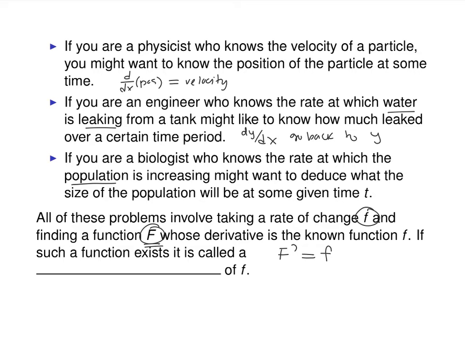So it's a puzzle. It's like I took a derivative of something and got this. What was my something? And this thing is called an antiderivative. It's a bit like factoring, right? You multiply two things together and you get this stuff. What were those two things you multiplied together? It's a little bit like that process.